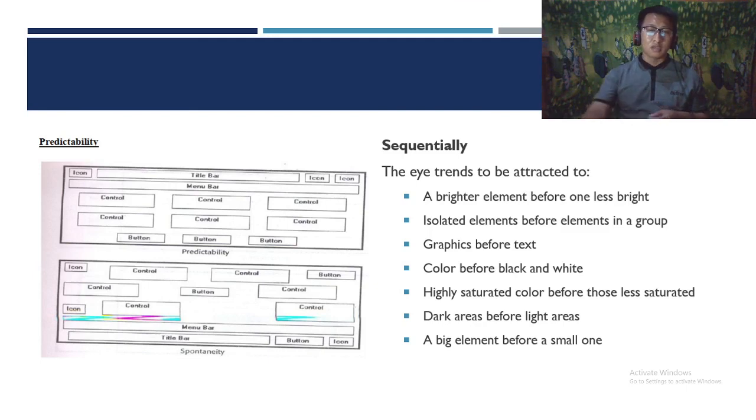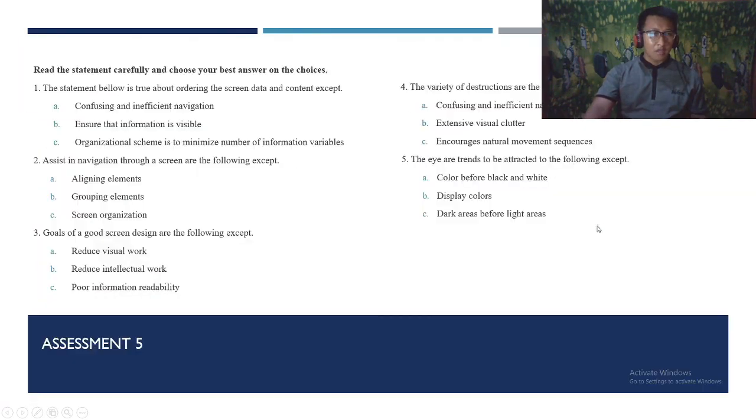Highly saturated colors before those less saturated, dark areas before light areas, a big element before a small one. So these are the trends which the eyes could be attracted to. This is very important also. This is the end of the first topic.